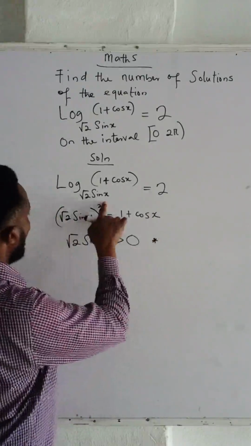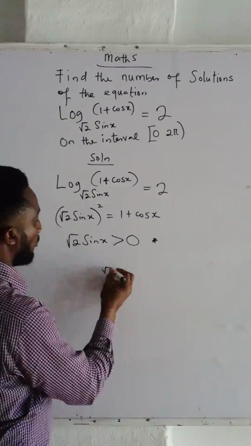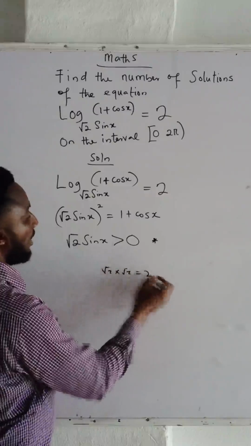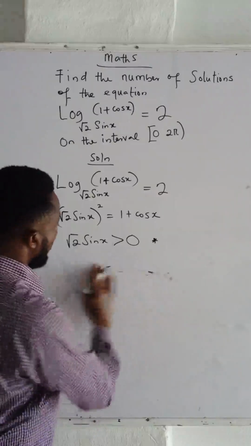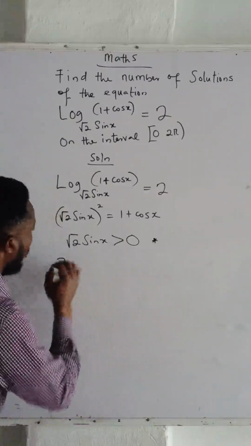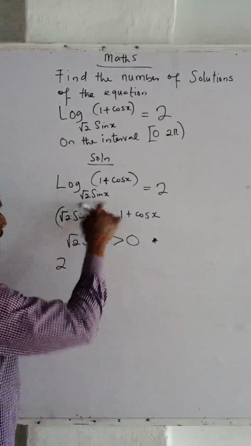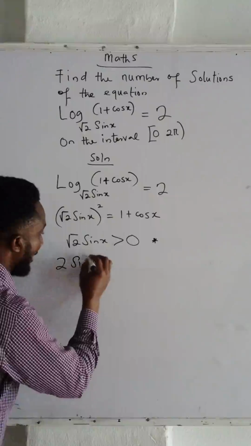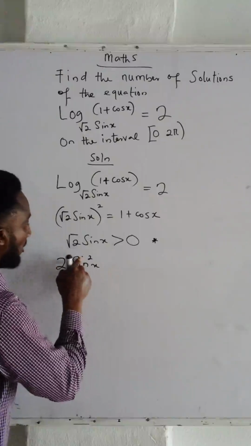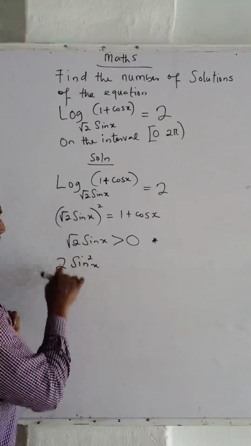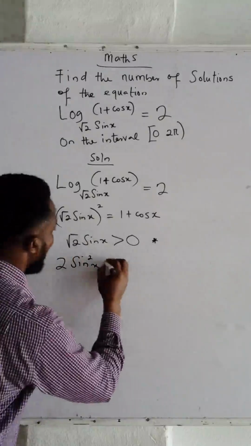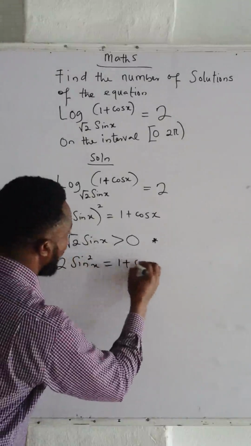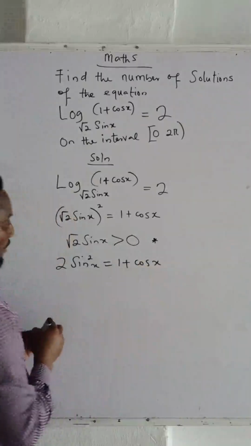Now root 2 squared is root 2 multiplied by root 2, and that's equal to 2. So this one becomes 2. Then sine x squared is sine squared x. Sine squared x is equal to 1 plus the cosine of angle x.